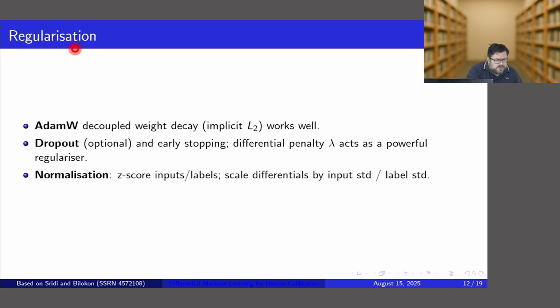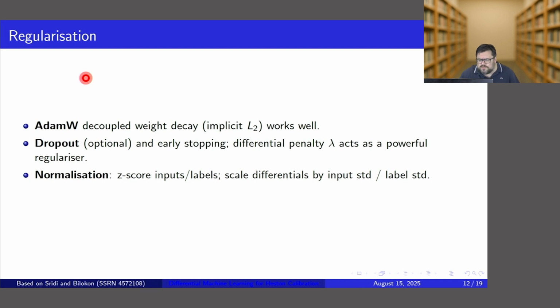So let's talk about regularization. Regularization in DML has a few moving parts. First, AdamW with decoupled weight decay provides implicit L2 regularization. It worked nicely in practice. Second, conventional techniques like dropout and early stopping remain useful. We recommend them if you suspect overfitting. Crucially, the differential penalty lambda is itself a powerful regularizer. It constrains the function's local behavior and prevents weird oscillations the network might otherwise use to fit noise.